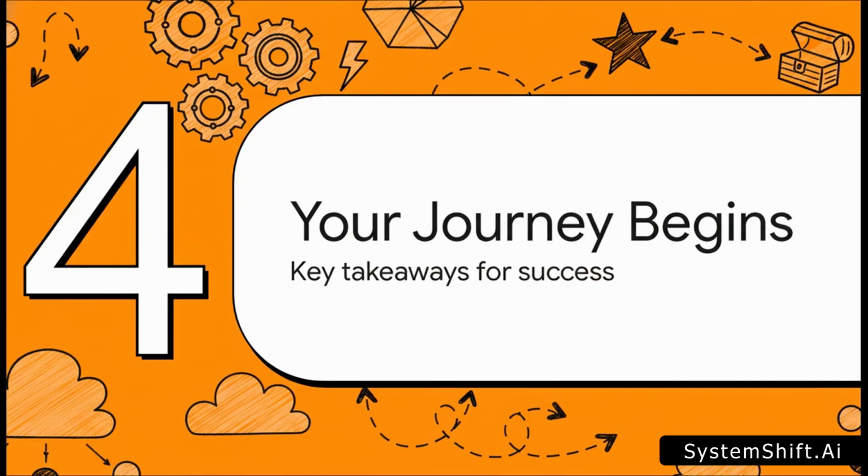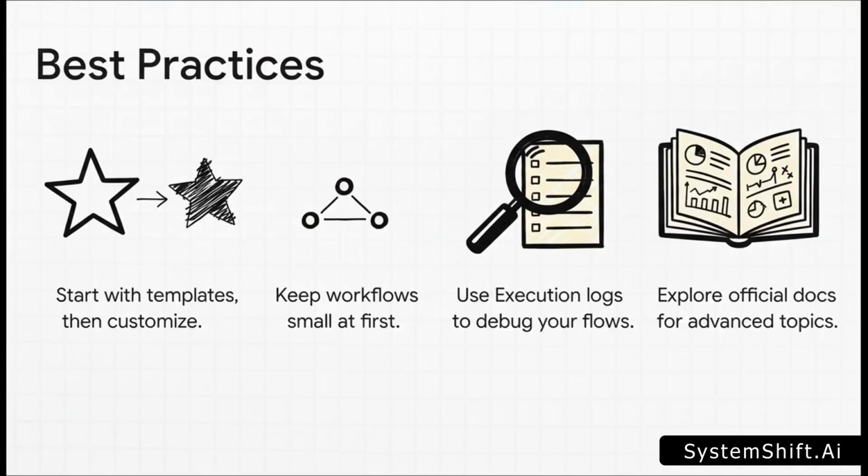Now, let's just wrap up with a couple of key takeaways to make sure your automation journey is a huge success. Okay, just keep these 4 pro tips in mind. 1, start with the templates and then tweak them. It's the fastest way to learn. 2, keep your first few workflows nice and simple, don't try to boil the ocean. 3, get to know the execution logs. They are your absolute best friend when something goes wrong. And 4, when you're ready to level up, the official docs are fantastic.